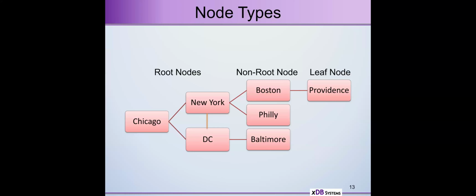So node types, again, this is just a little example. We've got our root nodes of Chicago, New York, and DC. You'll see me use this example a lot, that all three of those are root nodes. Everything can connect to them. Then off of DC, we've got Baltimore, a non-root node sitting out there, and New York has Boston and Philly under it. And then Boston has a leaf node of Providence. So Providence will only talk to Boston, but Boston can talk to Philly or New York, and New York can talk to pretty much everything other than Providence.